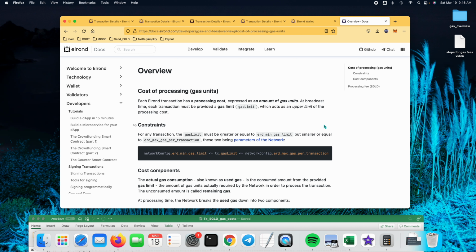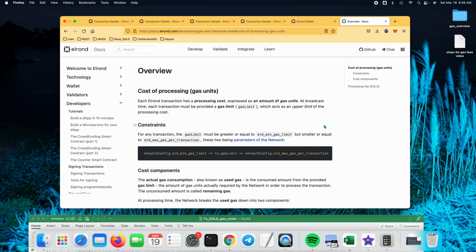So gas, think of gas to run something. And your gas has a charge per unit. So instead of dollars per gallon, you have a cost per unit. And so each transaction has a processing cost, and so do deployments of smart contracts and running of those contracts.